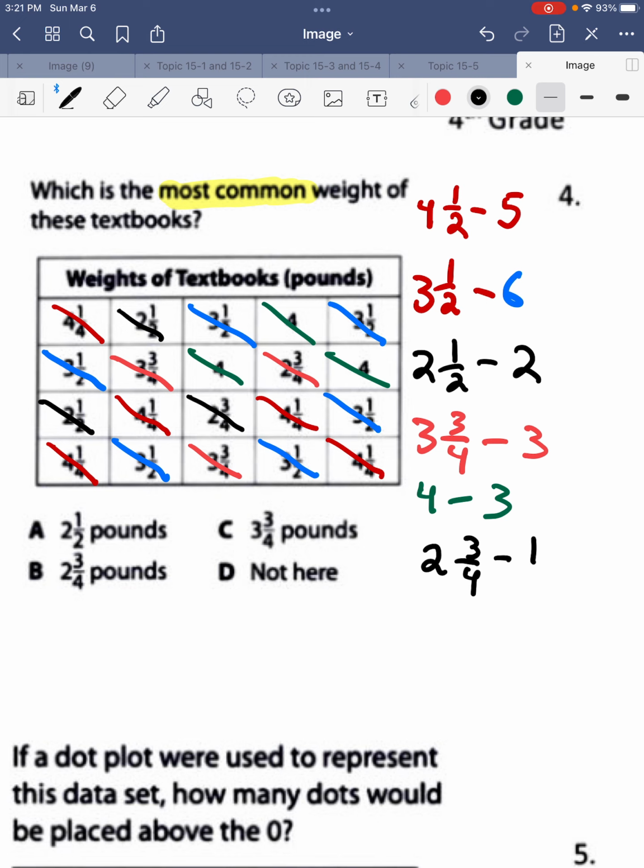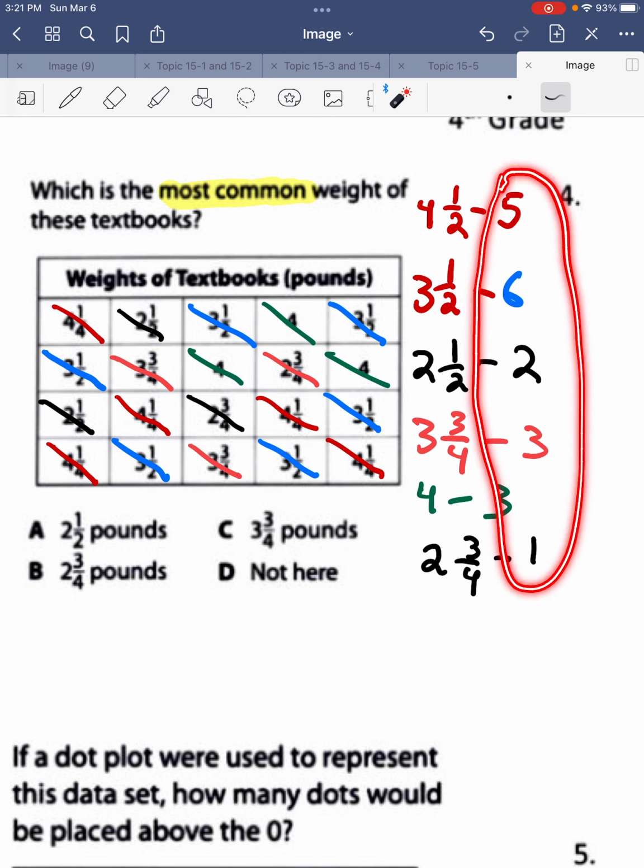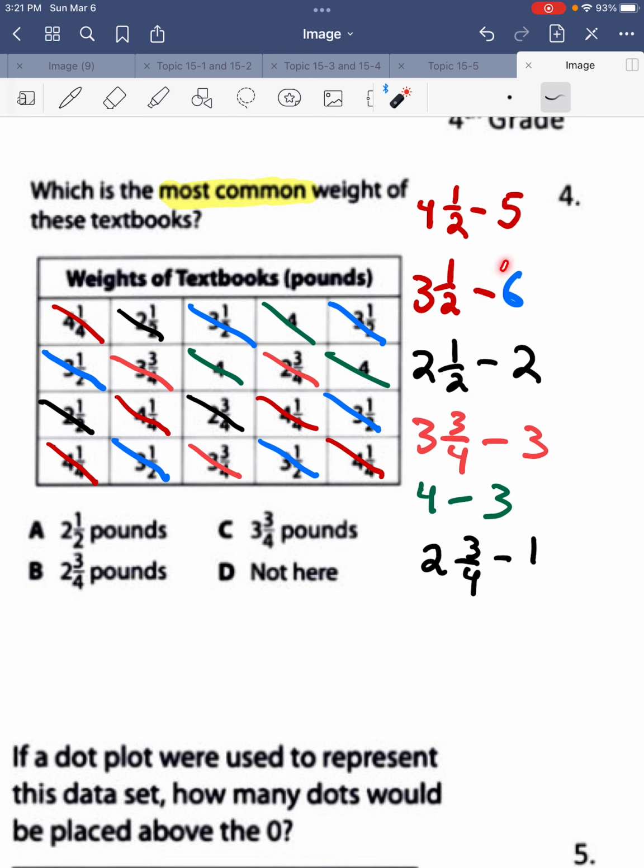Now I need to see which one is the most common, which one shows up the most times. If I look for the biggest number, I have 6, so it's 3 and 1/2. Because it has the biggest number, 6, that means it shows up the most times. If I look at my answers, I do not have it, but it says not here, so I'm going to circle D.